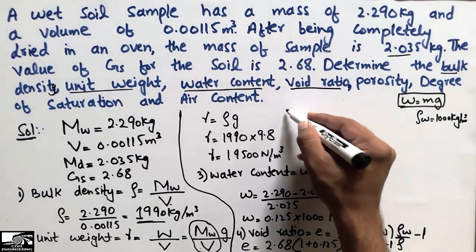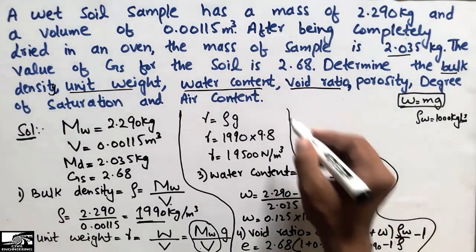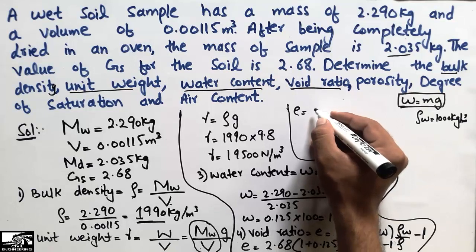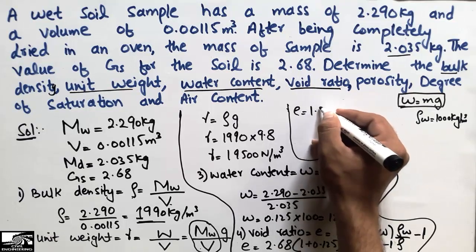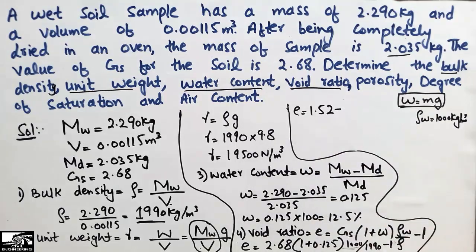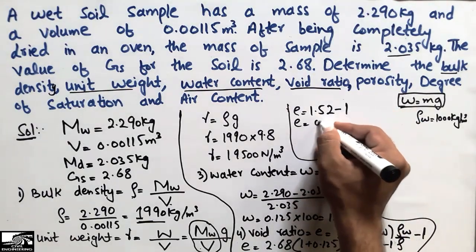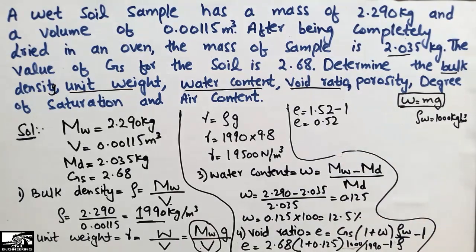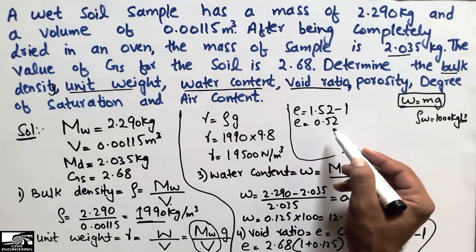The void ratio comes out to be 1.52 minus 1, right? So after calculating this, we get 0.52. So the void ratio of this soil sample comes out to be e equal to 0.52. It is very simple. We know that this formula is used for the void ratio. There are different formulas, but you should use the formula from which you can get the unknown parameter. As all the required parameters are known to us, we use this formula to find the void ratio. So very simple, and we found that the void ratio comes out to 0.52.